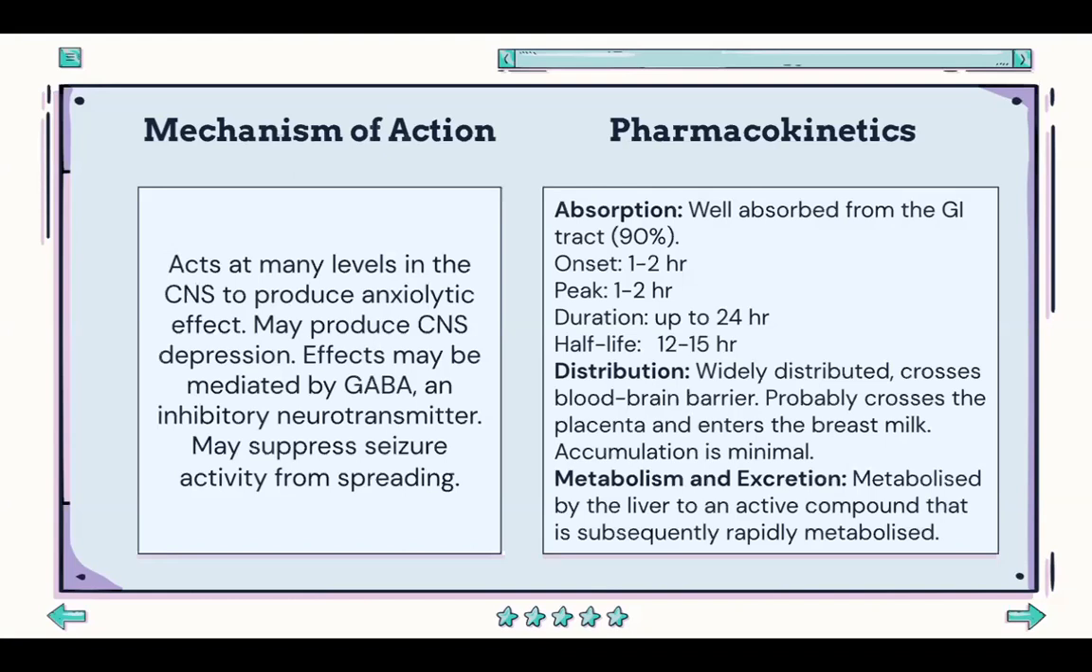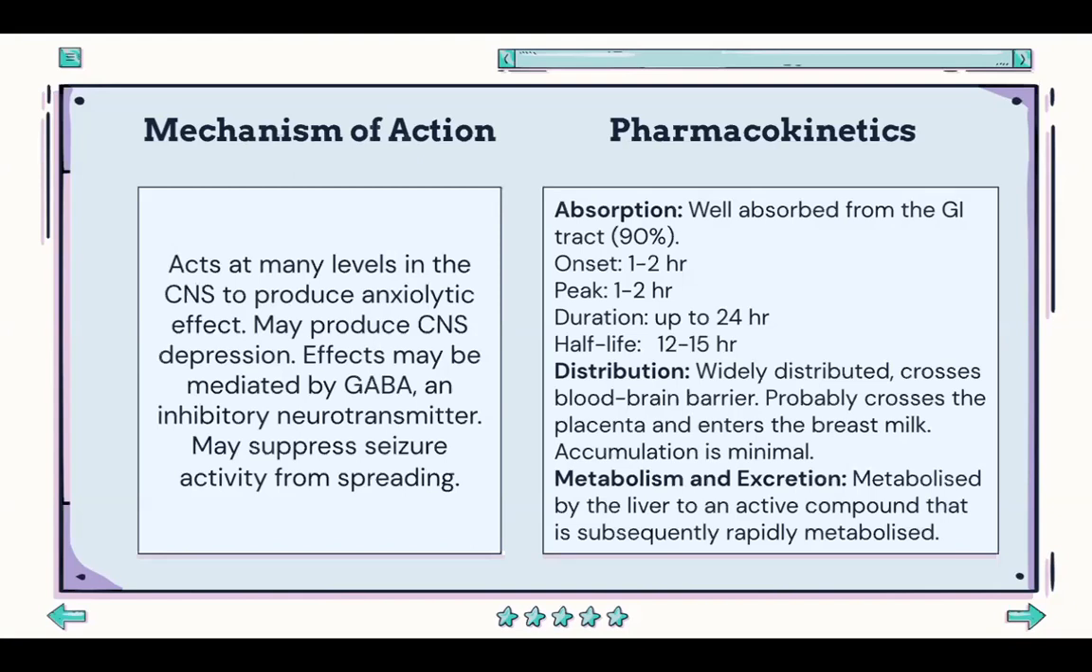And for the distribution, it is widely distributed throughout the body, and it can cross the blood-brain barrier and probably crosses the placenta and enters the breast milk in women, and its accumulation in the body is minimal. And for the metabolism and the excretion part, it is metabolized by the liver to an active compound that is subsequently rapidly metabolized.